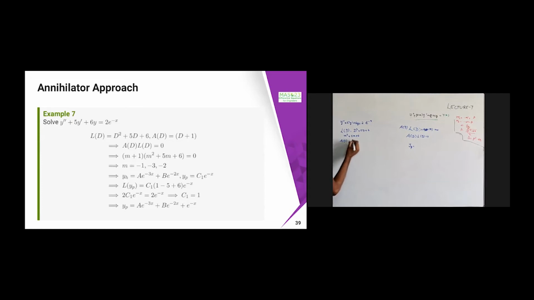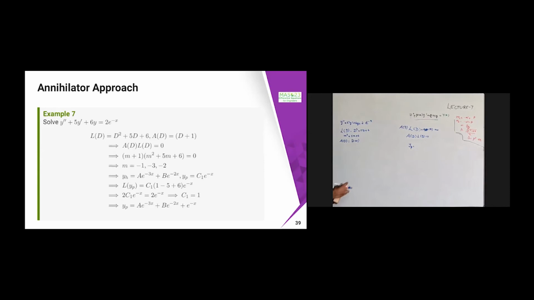A of D, since you have 2 e power minus x, I'll just write the operator only. The operator is going to be D plus 1, because what you have is e power minus x, so alpha is minus 1, therefore D plus 1. The corresponding equation for that is m plus 1.